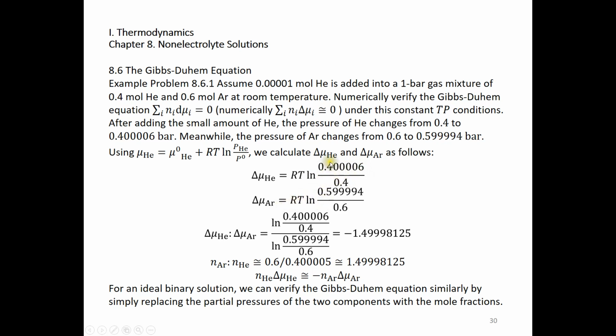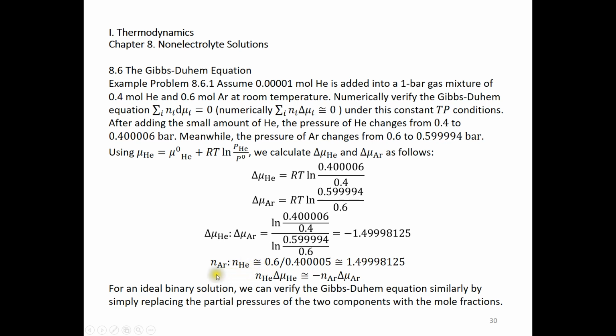Same for argon, so we use these two equations here. We have delta mu of helium versus delta mu of argon. RT and RT cancel, and then we have the logarithm of this ratio for helium on top, the logarithm of this ratio for argon on the bottom, and then we get negative 1.49998125.